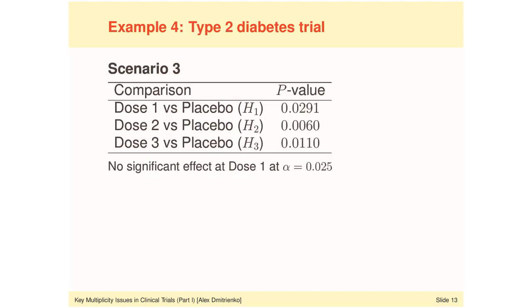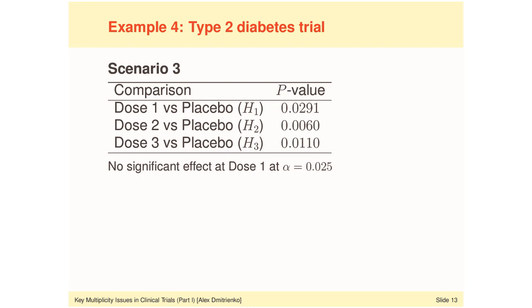Here we see a simple example. We're going to label it scenario 3 for the type 2 diabetes trial, and this example is going to be used to illustrate the importance of this monotonicity condition. What if in the type 2 diabetes trial, the effect size for the first dose, this is the high dose, dose 1, turns out to be smaller than anticipated? How is this going to impact the other dose-placebo tests?